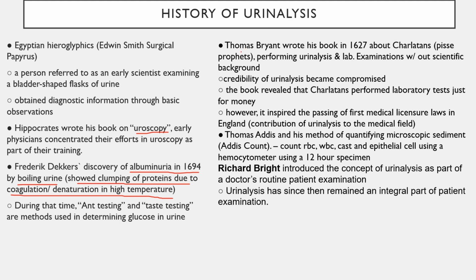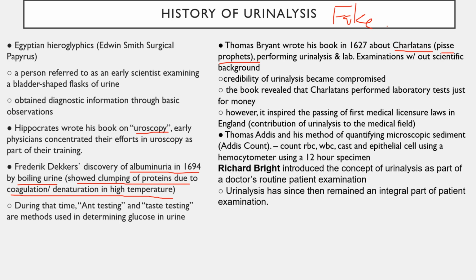Now, another scientist, Thomas Bryant, wrote his book in 1627 about charlatans or fish prophets. When you say charlatans, these are fake individuals, fake prophets, fake quack doctors. So these charlatans were fish prophets performing urinalysis and lab examination without scientific background. So he wrote a book on that.